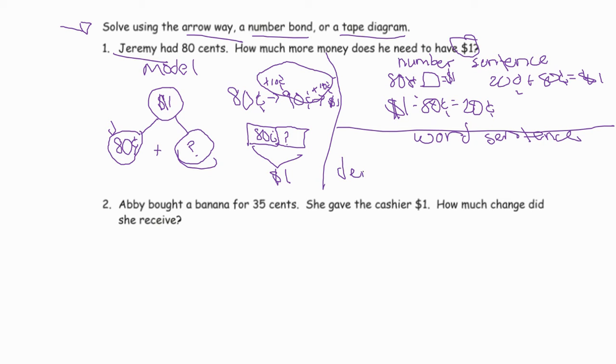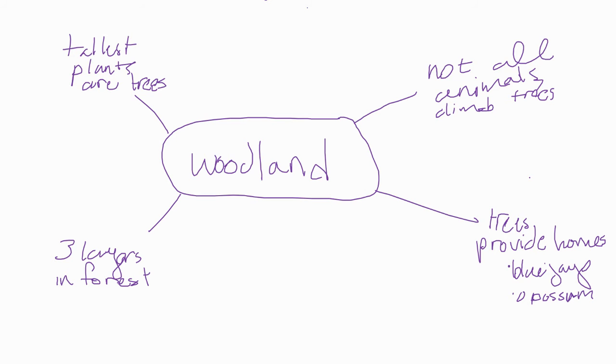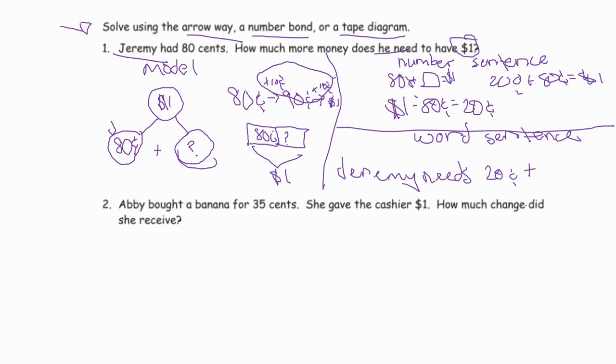So Jeremy, and what does Jeremy have to do? He needs more money. So Jeremy needs, and then how much did he need? What was our missing number? 20 cents. And why did he need 20 cents? To have $1. Boom. And so you're going to do that for the front and back of lesson 12.